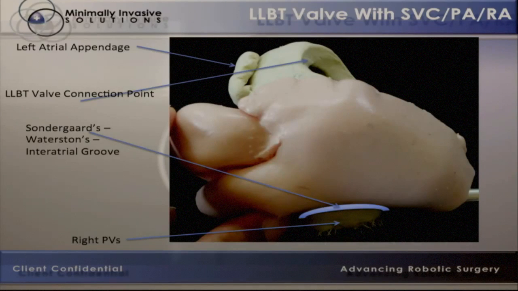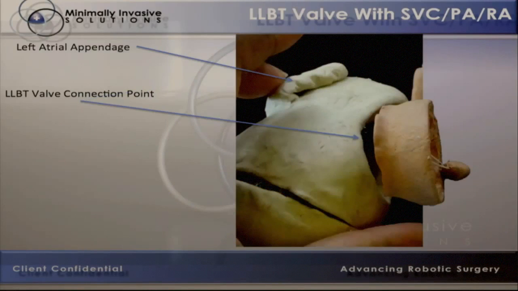We had to look at some of the grooves to make sure that we had, in the Sondergaard's groove, or Waterston's groove, is where they make the incision when they get access to the left atrium. We had to know where that was and model it accurately. And then we had to find a way to determine how would we connect a valve that was made separately to an atrium in such a way that the two pieces fit together realistically enough for the surgeon to get the training component from that. And in addition to the surgeon being trained, we're also training the patient side assistant.